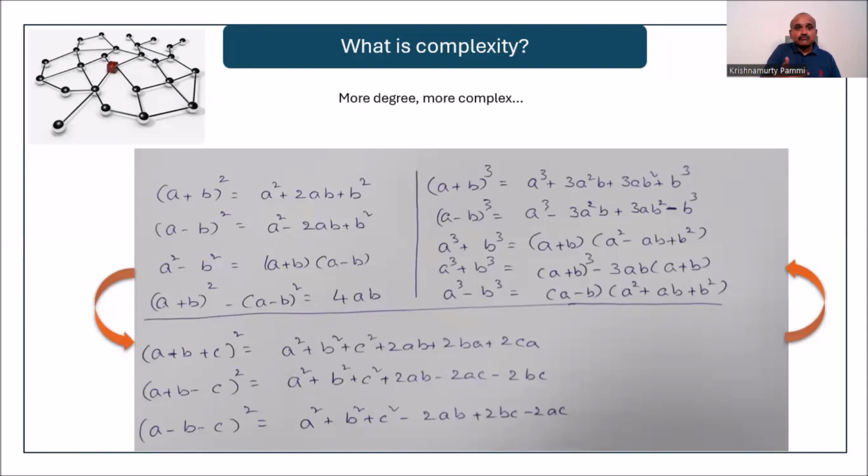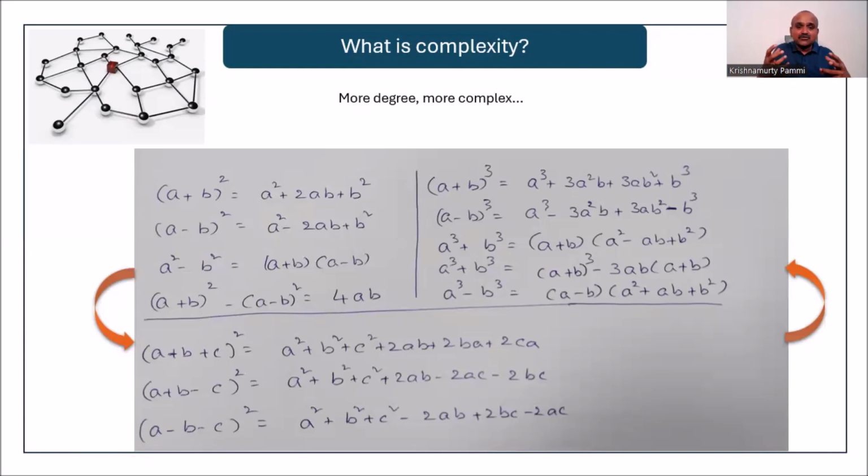That is why I wanted to build a ground-up scenario. What is complexity? Complexity involves when more variables are there, more complex, right? And also the degree of complexity here: the first example is 2 variables 2-degree. The second example is 3 variables 2-degree. The third example is 2 variables 3-degree. As the degree increases, as the variables increase, the complexity increases.